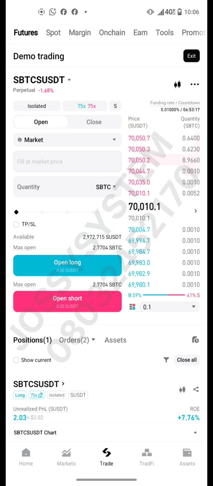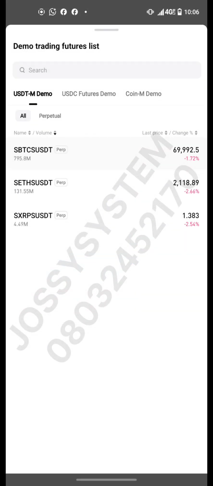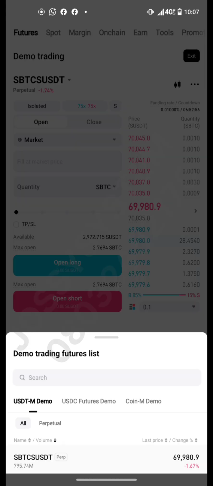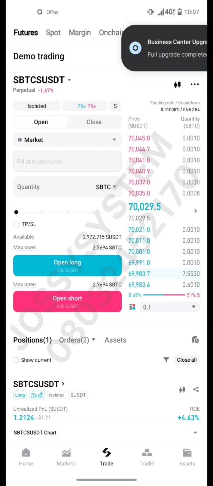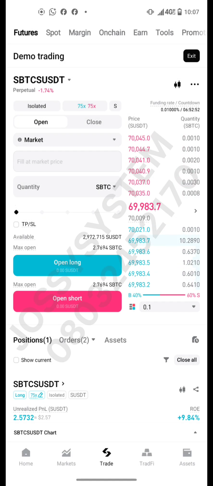Then the next thing we have here is where you change your assets, the asset you want to trade. Currently it is BTC USDT. If I click on this, you can trade on other assets. You can trade so many assets. You understand? I'm only trading BTC USDT now, but I showed you where you can trade different assets. Now we'll move to this part.